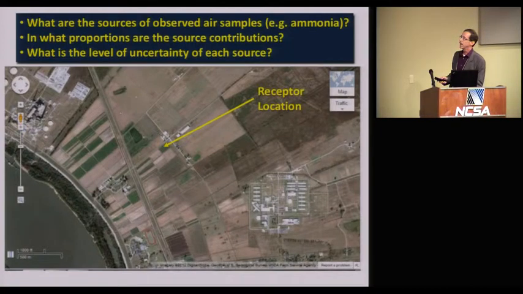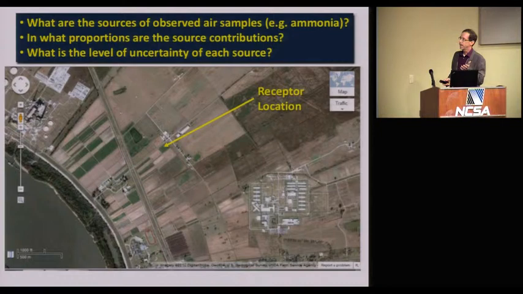Three questions up here. Where are the sources? What are the sources of observed air samples? That means where. In this case, we're looking at ammonia per se. Secondly, in what proportions are the source contributions? So we may know that part of the air sample is coming from one location, part of it's from another, but what relative proportions are those samples coming from? They could be coming from burning sugarcane, they could be coming from feedlots, or other kinds of anthropogenic activities, or natural activity.